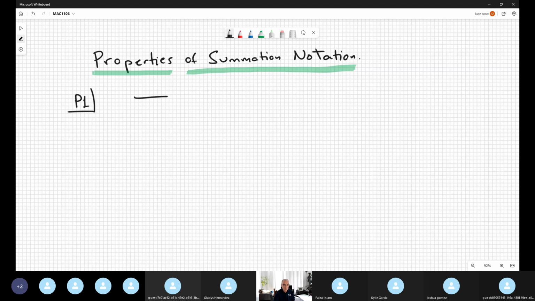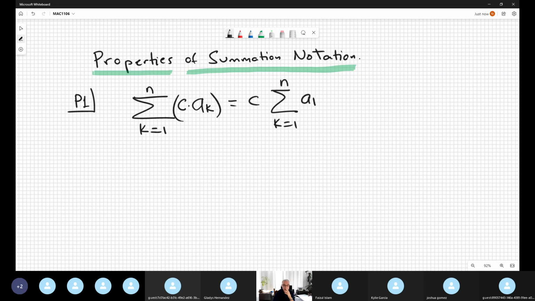Suppose you have summation from k equal 1 to m of one expression. Inside the expression we have any formula a sub k, multiplied by c. This is the argument of the summation. What should I do? Well, you can put the constant c outside. c is a constant, a real number, times the summation k equal 1 to m of a sub k.